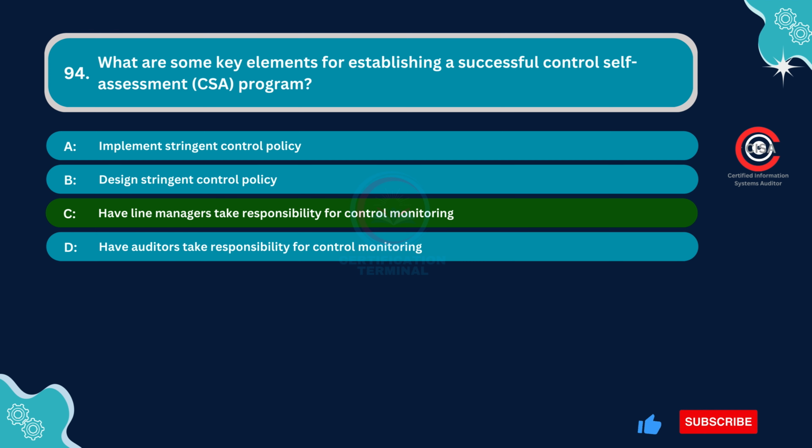Line managers, who own the processes being assessed, are best positioned to understand the intricacies of those processes and how controls are implemented in practice. They can provide a more accurate assessment of control effectiveness than someone who may not be as familiar with the day-to-day operations. Control monitoring becomes an integral part of daily operations when line managers take responsibility. This fosters a culture of continuous improvement and risk management. Hence, empowering line managers to take ownership of control monitoring is a critical element for a successful control self-assessment program. This approach leverages their process knowledge, fosters accountability, and integrates control monitoring into daily operations.